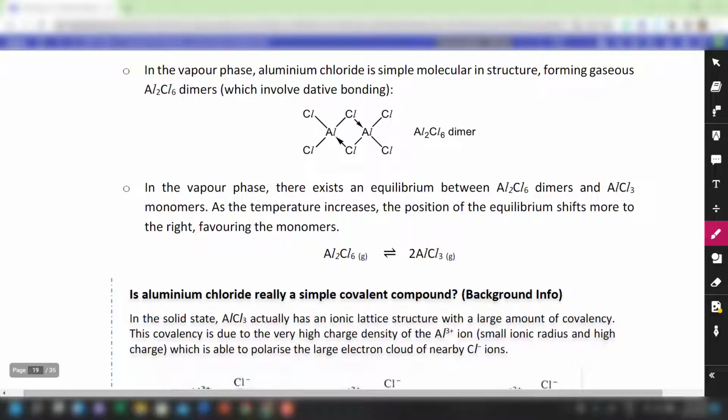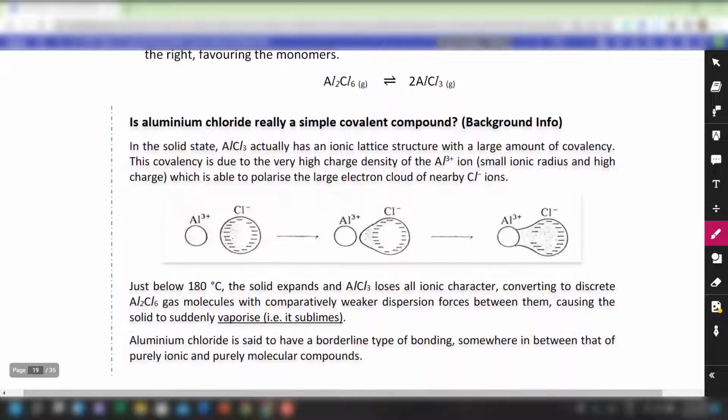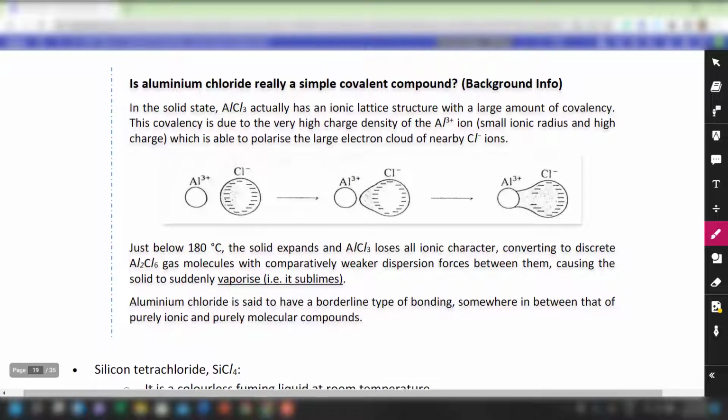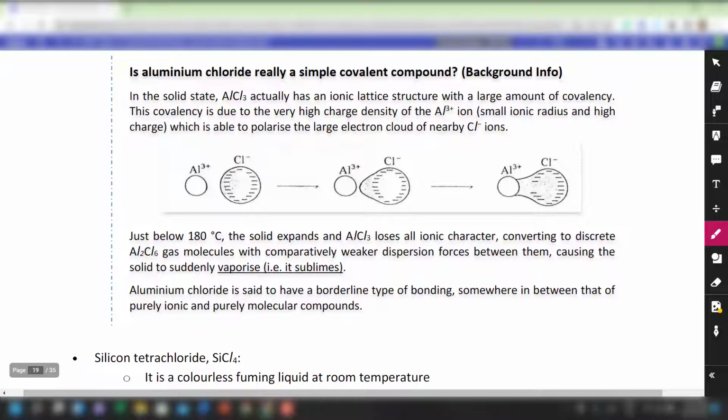The monomer is a strong Lewis acid because of the electron deficiency of the aluminium center. The dimer upon formation is able to give aluminium the noble gas configuration. For the background story, is aluminium chloride really a simple covalent compound? If you do a little bit more research, you'll realize that in the solid phase, aluminium chloride exists as an ionic lattice with a very large degree of covalent character. The covalent character is due to the high charge density of Al3+.